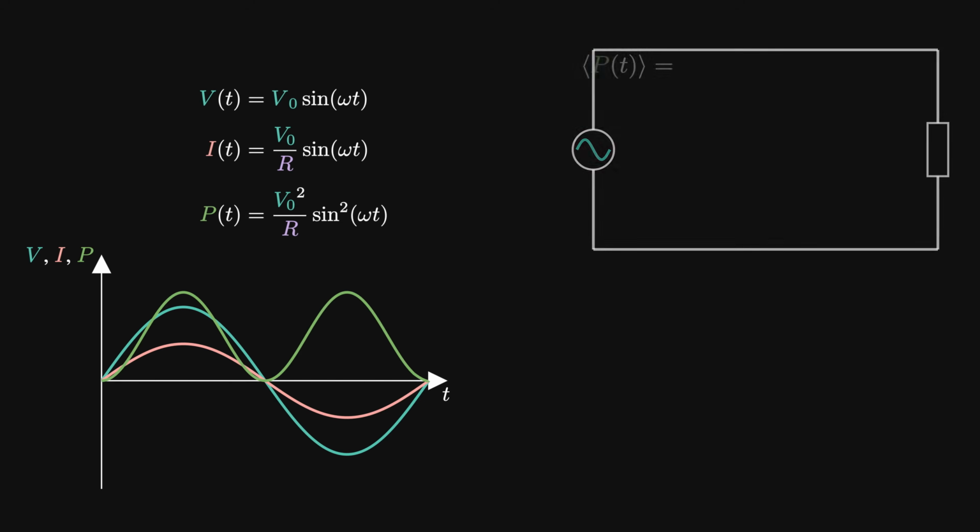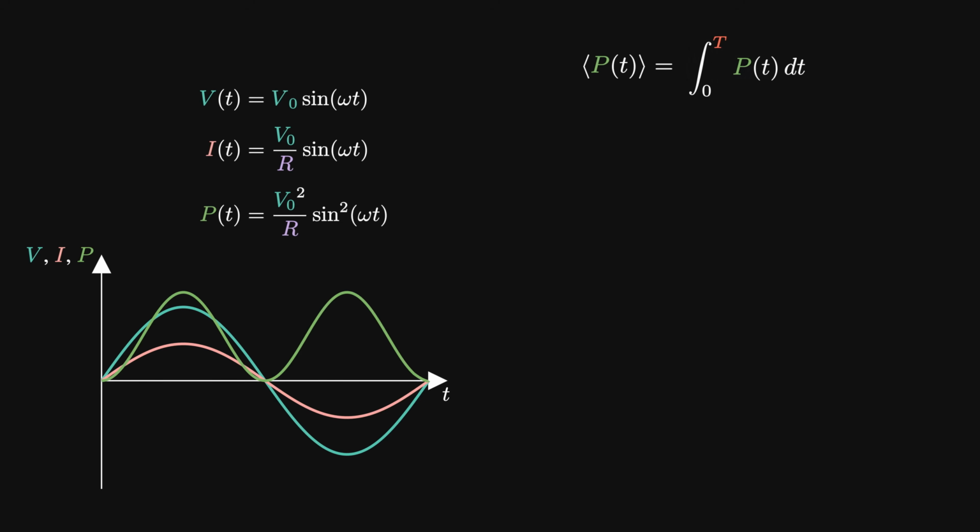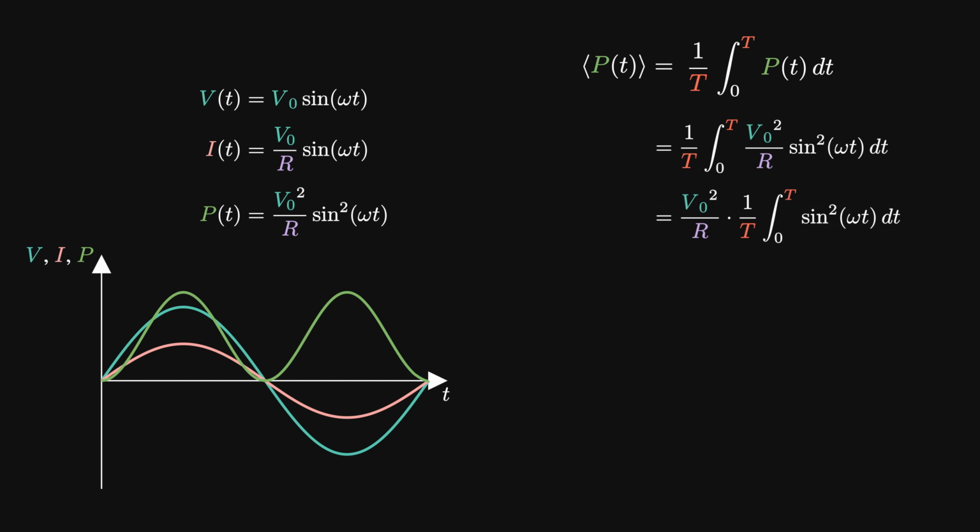Mathematically, to take the average of any waveform, we can integrate over one wave period, which has a time period capital T, equal to 2 pi over omega, and then divide the integral through by that time period. Substituting in our power formula, we get the following. If we take the constants out front, we get the integral of sine squared omega t from 0 to capital T. The answer to this, which you can prove yourself, is exactly 1/2. So this is our resulting power expression.